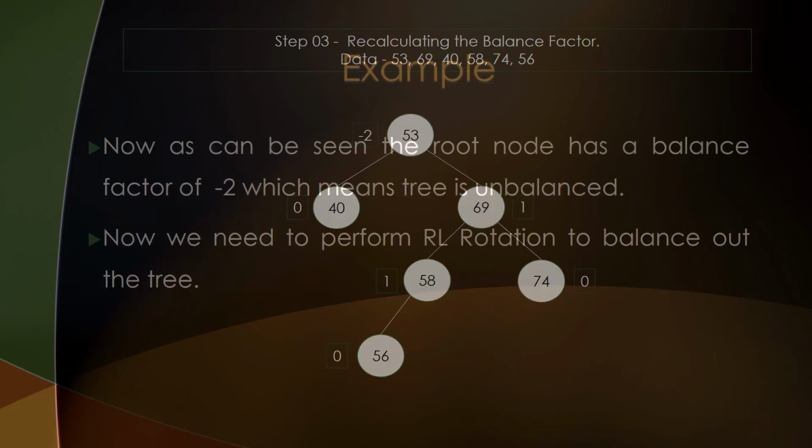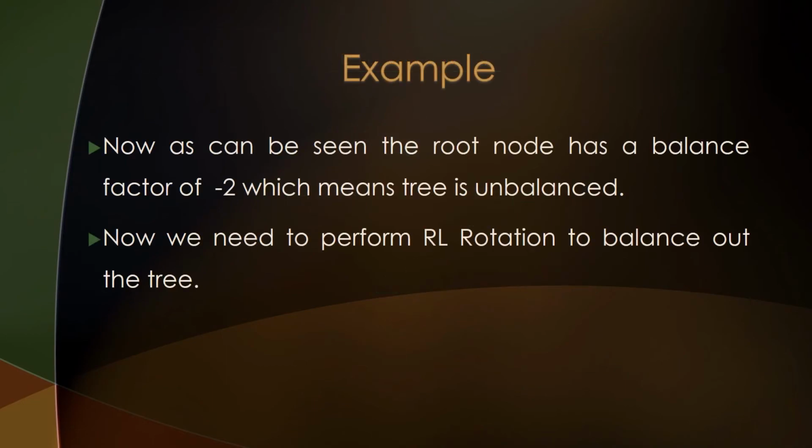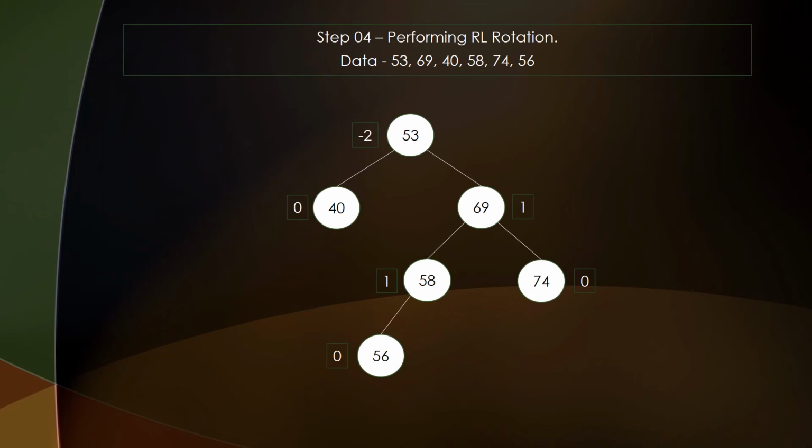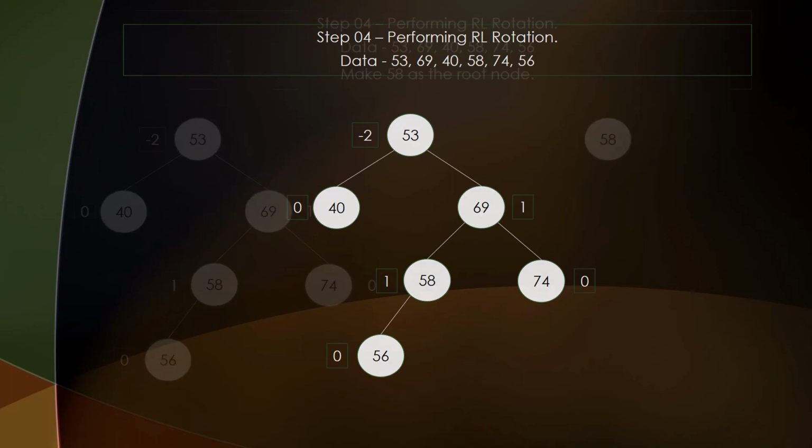So now as you can see, the root node has a balance factor of minus 2, which means the tree is unbalanced. And now we need to perform RL rotation to balance out the tree. So now let's begin by performing the RL rotation. So this is how the tree looks before performing the RL rotation. Now we begin with the actual RL rotation.